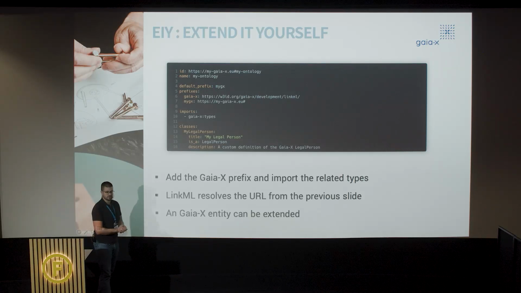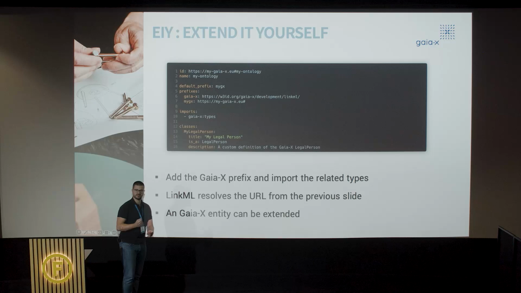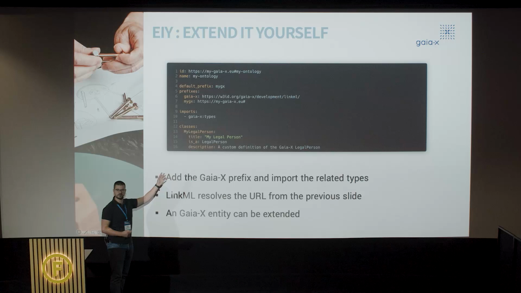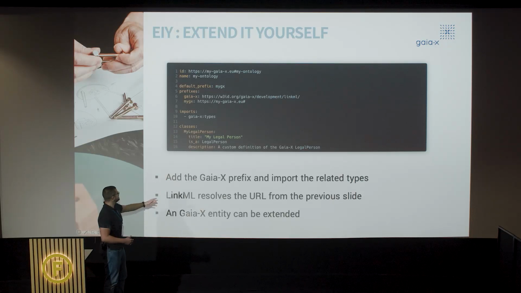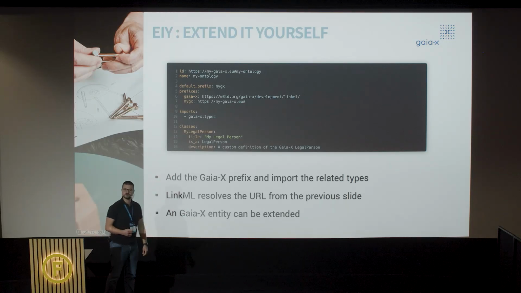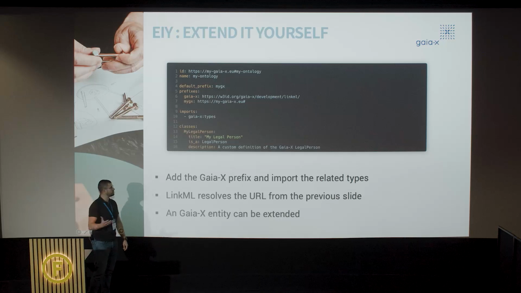Here is a quick example to show you how powerful and easy it is. This is a LinkML file, as I showed you previously. You just need to add the prefix for the Gaia-X ontology, which you can see here, development LinkML. Import the types that we produce at Gaia-X. And now I've created my own legal person that extends with the is_a legal person. So that means now you can describe your own legal person.